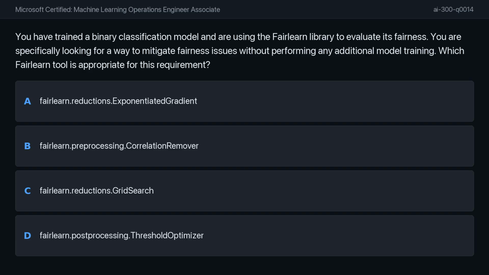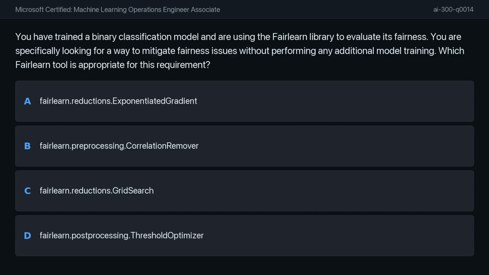performing any additional model training is to use a post-processing remediation technique. Fairlearn.postprocessing.threshold optimizer falls into this category. Option A, Fairlearn.reductions.exponentiated gradient is an iterative algorithm for training a conditional biased classifier, but also involves training several base classifiers.